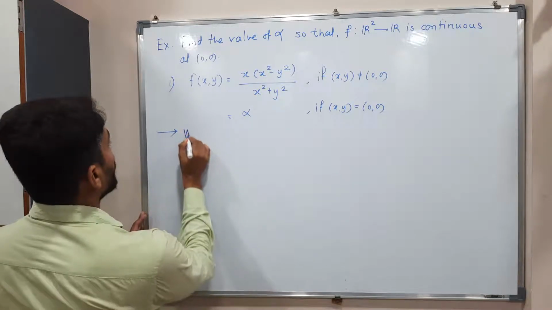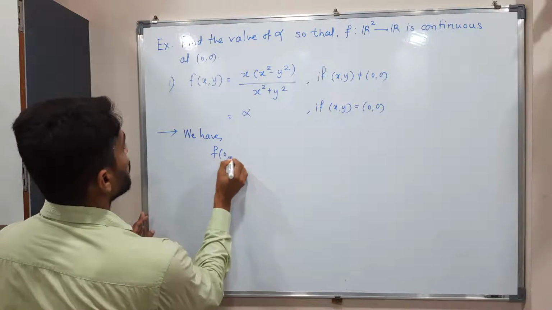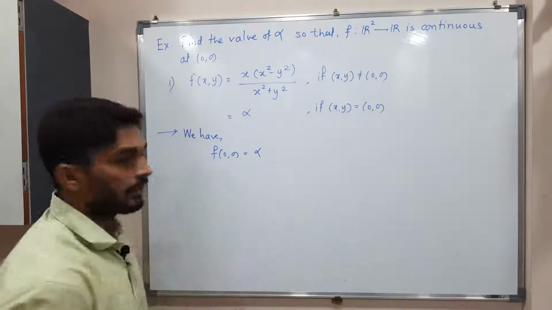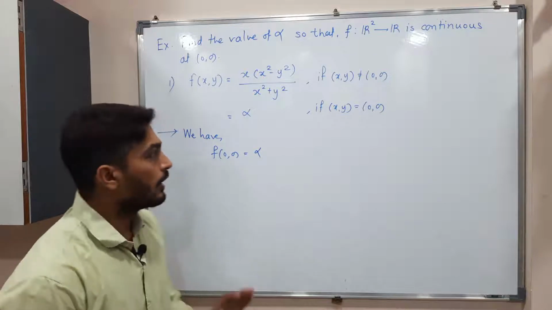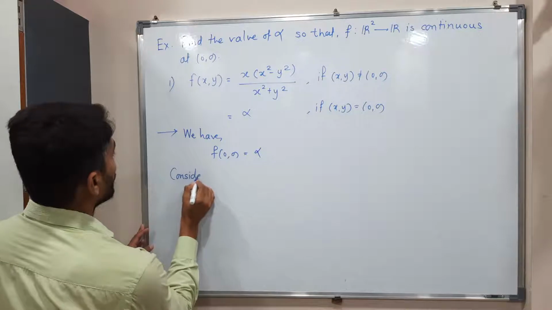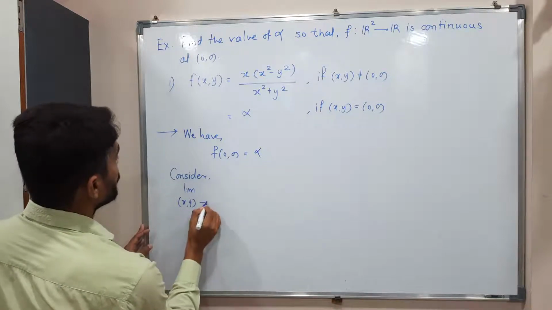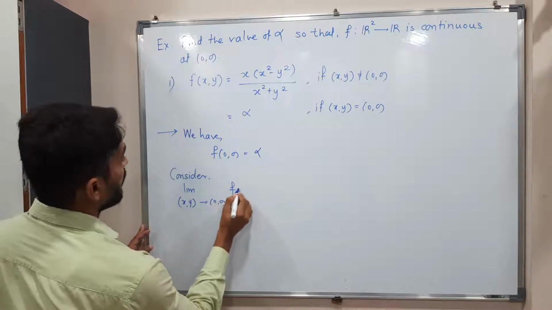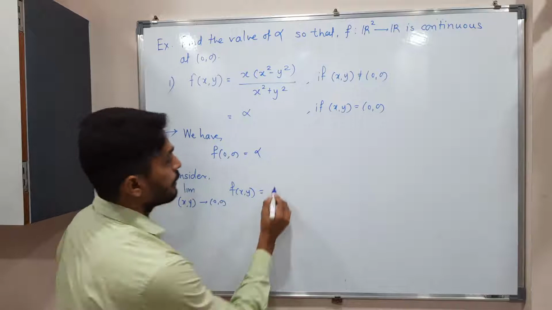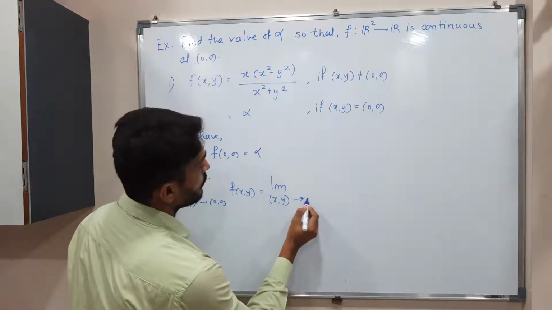So we have, the first important thing is f of (0,0). At (0,0) the value of f is alpha. This is a given thing, and I'm going to find now, I'm considering the limit as (x,y) tends to (0,0) of f of (x,y). So let us find the value of this limit. Limit (x,y) tends to (0,0).